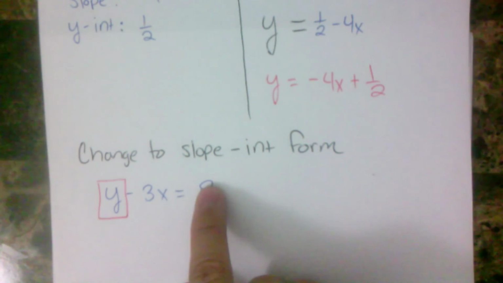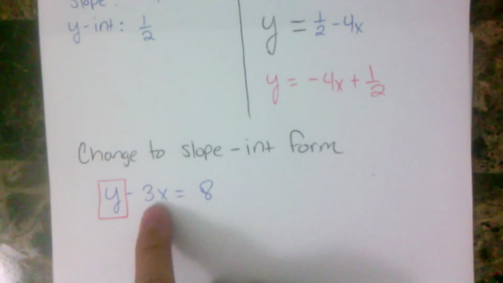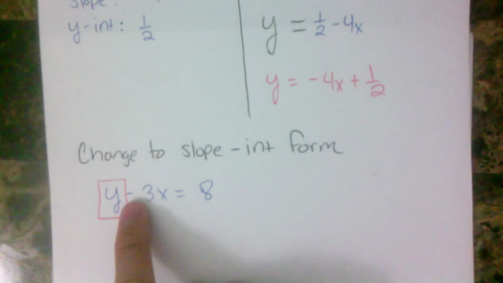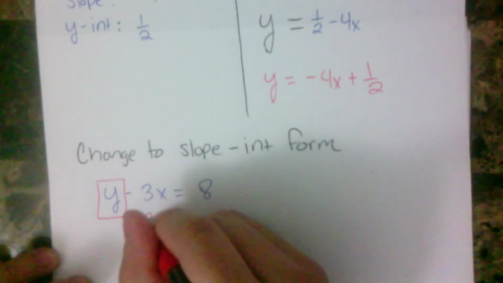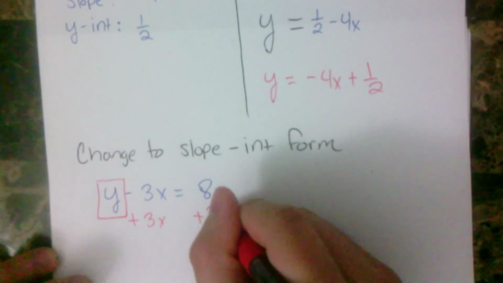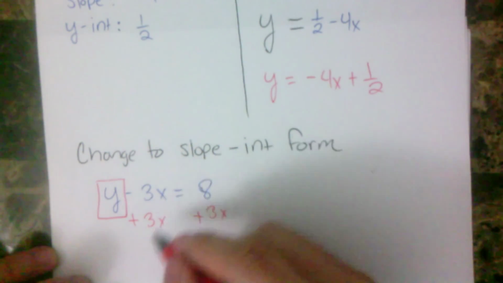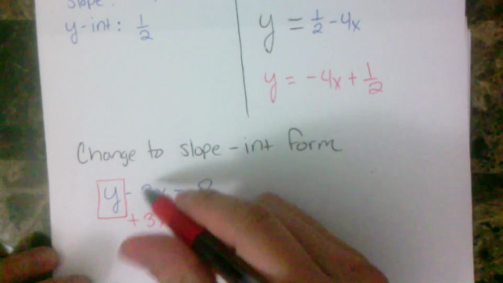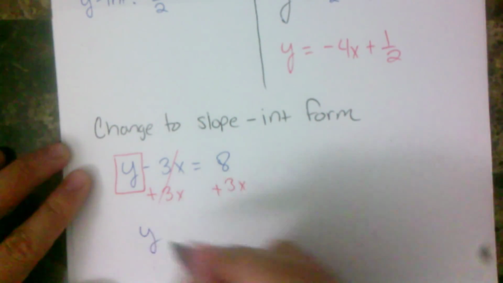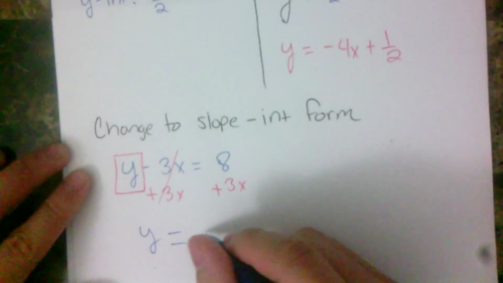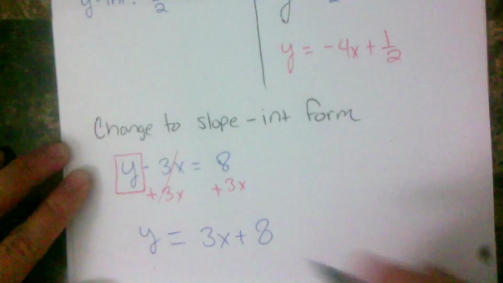So let's go ahead and move it over here. How do we move it? You have to do a mathematic operation. So what's the opposite of minus 3x? Hopefully you should remember that's going to be plus 3x. So we're going to do that to both sides. Negative 3x plus 3x. So negative 3 plus 3 cancels out. And you'll end up with just y equals 3x plus 8.